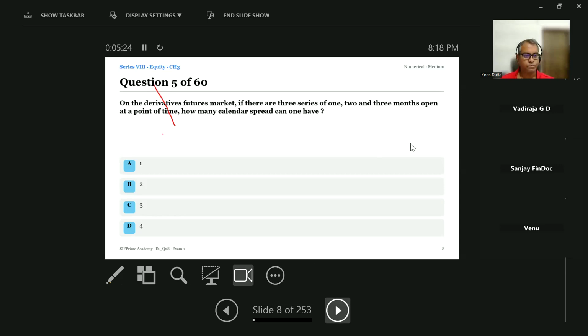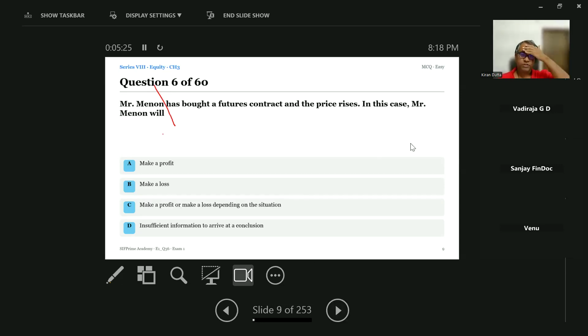Next. Milan has bought a futures contract and the price rises. What happens?